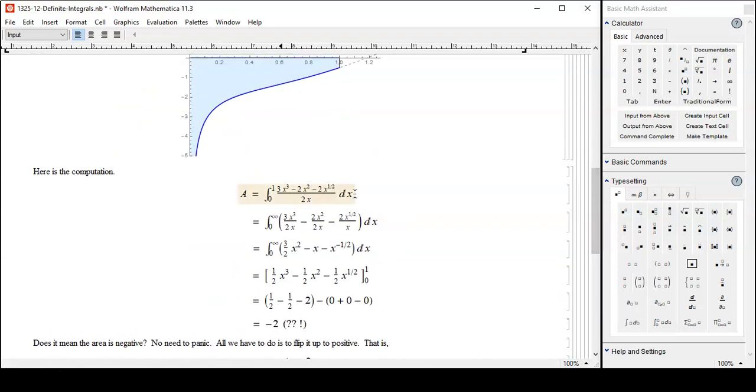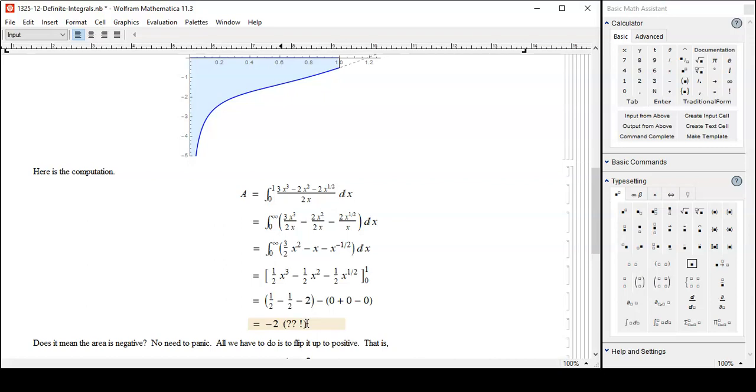And let's do the computation. Separate the numerator, and then simplify each. Calculate the antiderivative of each. And then fundamental theorem. Plug in 1, plug in 0, subtract one from the other, and we got the answer.